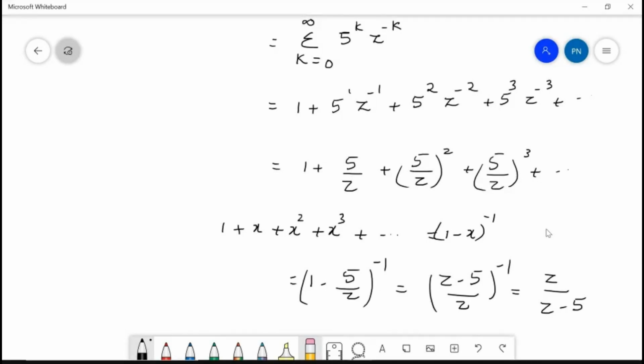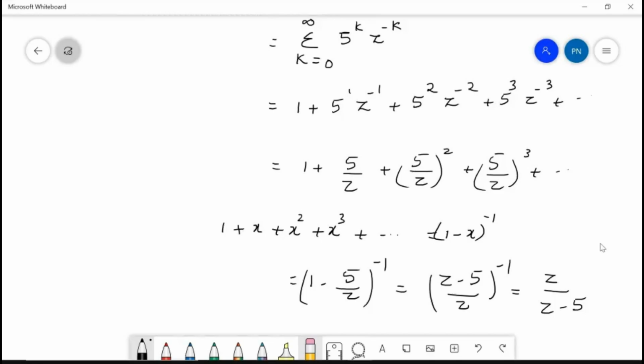Okay, so now we have calculated the z transform of phi raised to k for k greater than or equal to 0. So k is taking the values from 0 to infinity. So we have got this series, and we know that 1 plus x plus x square plus x cube plus etc. is 1 minus x whole raised to minus 1, where x is equal to phi by z here. Simplify and getting z upon z minus phi.